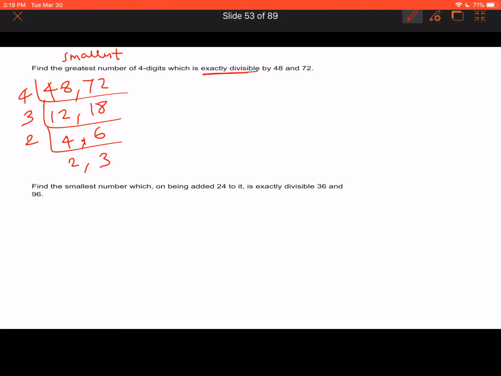Now we have got the factors. So it is 4 times 3 times 2 times 2 times 3. It is going to be 144. So we have to find the smallest 4-digit number. So we try to multiply with some numbers randomly.